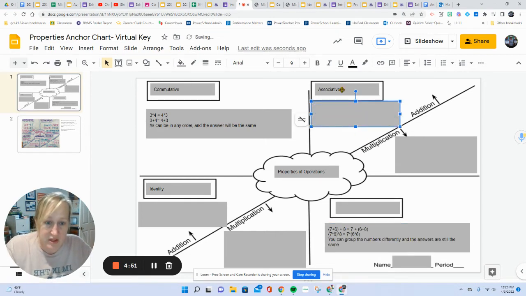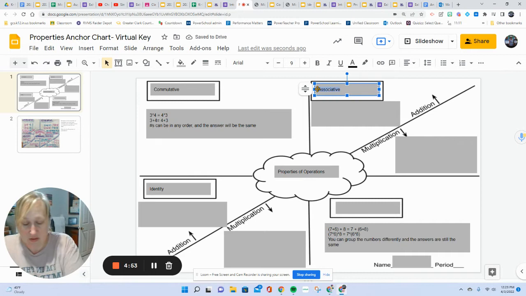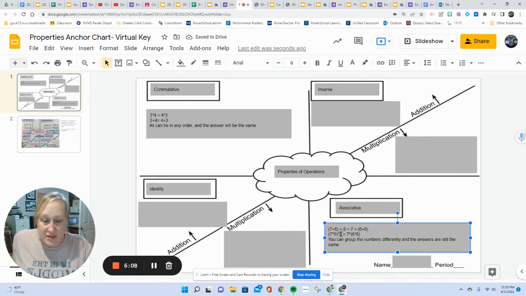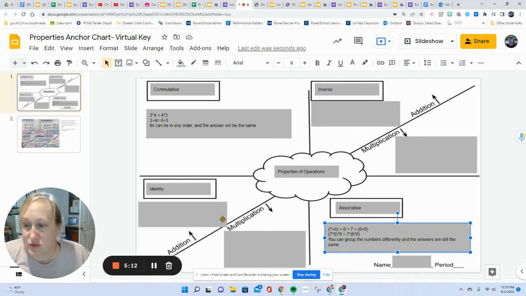Oops. So this is inverse, which really stinks because these two go together and those two go together. But it is what it is. I'm not going to redo everything. All right. So the associative property works like so. Think of those two together and those two together.